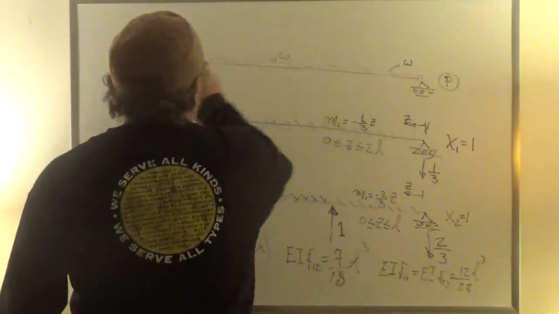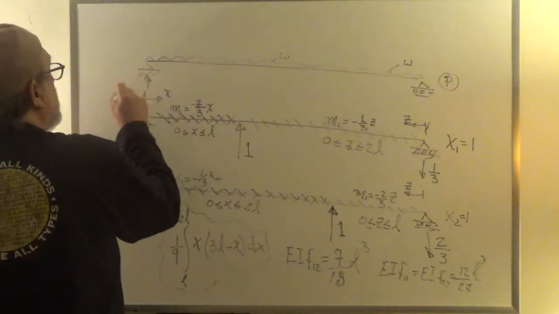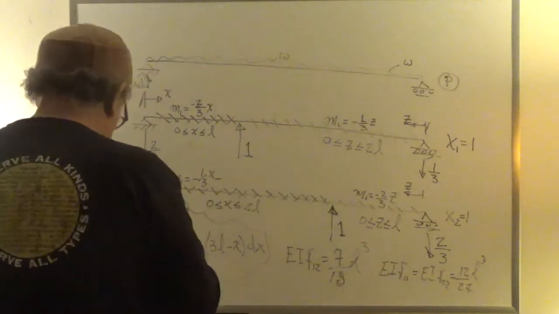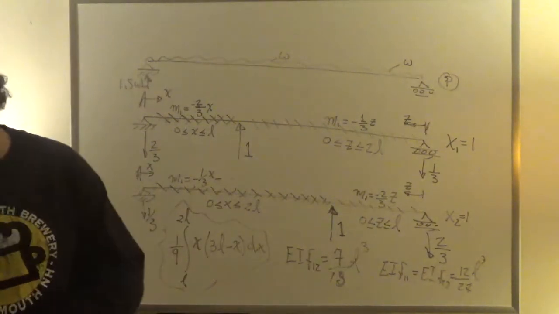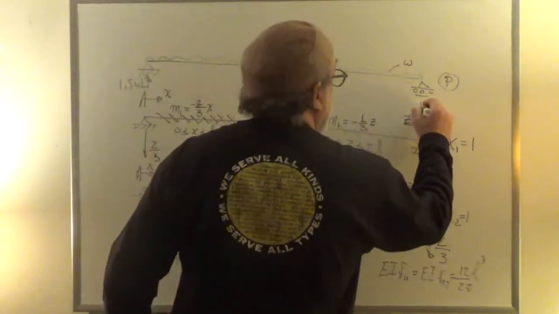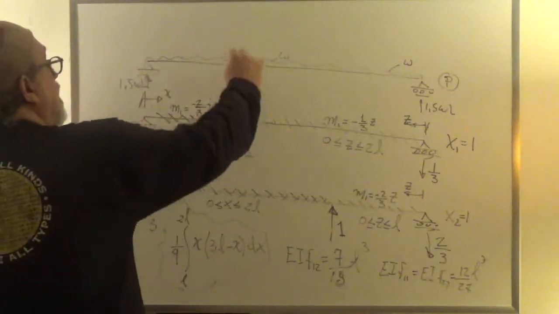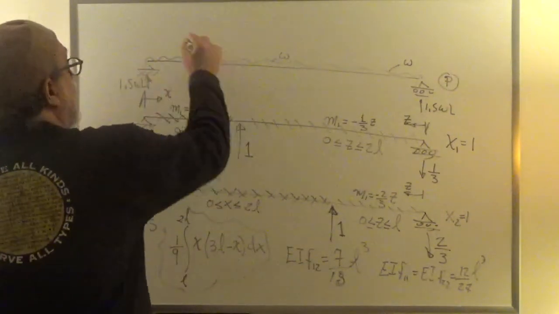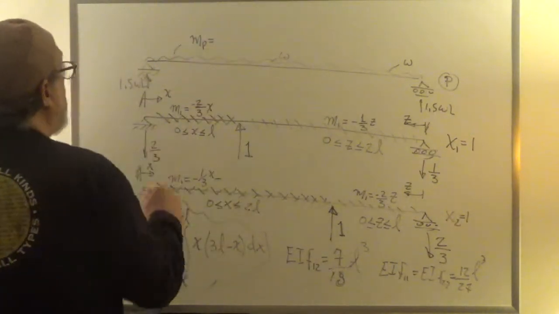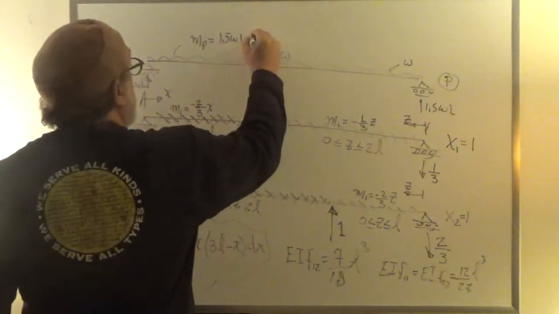Since this is W and this is 3L, then it's obvious that we have a reaction over here, which is what? 1.5 WL. And then the other side, we also have 1.5 WL, right? Then we take a bubble over here, right? And from that bubble, I think it would be obvious that I will write right away that the MP is going to be 1.5 WL times X, right?